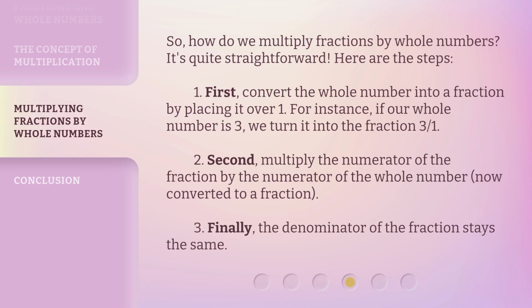So, how do we multiply fractions by whole numbers? It's quite straightforward. Here are the steps. 1. First, convert the whole number into a fraction by placing it over 1. For instance, if our whole number is 3, we turn it into the fraction 3 over 1.